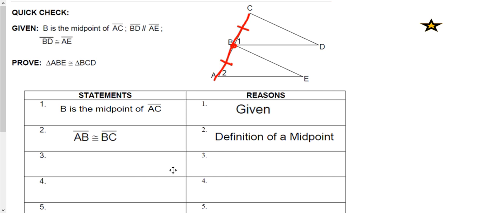Okay. Next, instead of going to the parallel, I like saving that given information for last if there's something else. So I'm going to write this given information. BD is congruent to AE. Again, the reason is given. So I'll mark it in the picture.